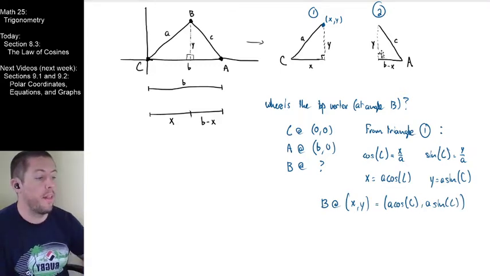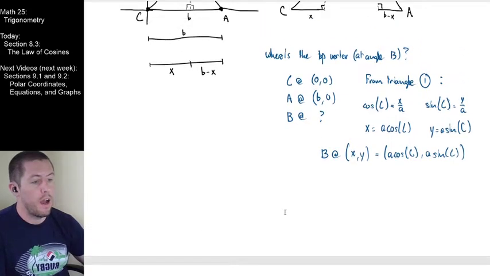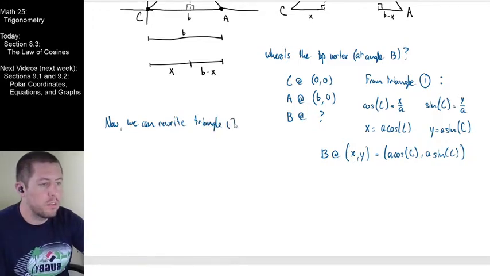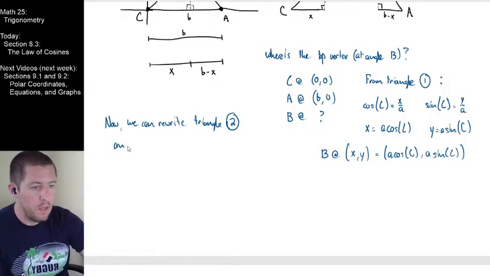Now that I know what x is equal to, it's a cosine C, and I know what y is equal to, it's a sine C, I can throw those values into this right triangle right here. So now we can rewrite triangle 2 and sub in the known values of x and y.